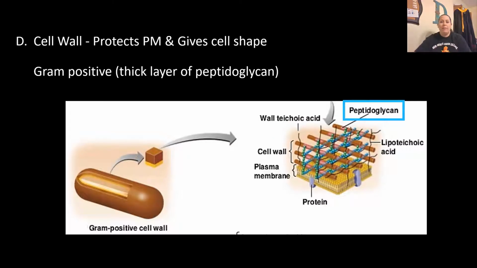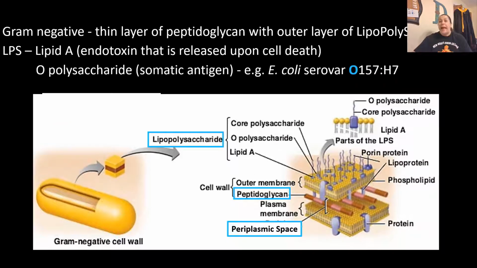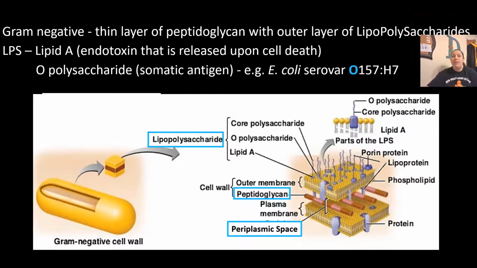The next one we want to look at is the cell wall. The cell wall protects the plasma membrane and also gives shape to the cell. Now, this cell wall can be gram-positive, which we talked about previously. If it's gram-positive, it's going to stain in that purple color due to crystal violet, and it's going to have a thicker layer of peptidoglycan, which you can see here in the picture. Gram-negative, on the other hand, is going to have a thinner layer of peptidoglycan. It's also going to contain an outer layer of what we call lipopolysaccharides.